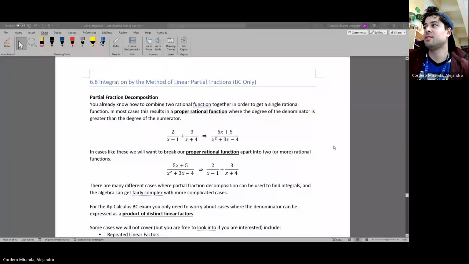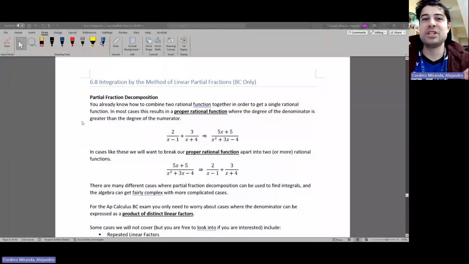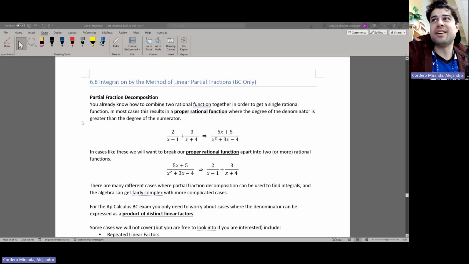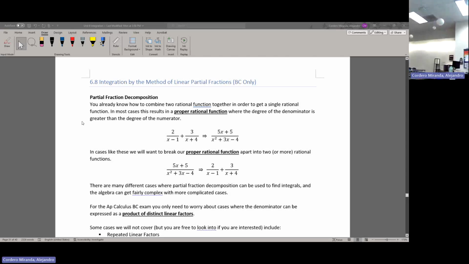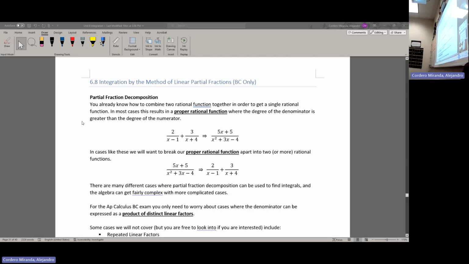Let me share my screen. Alright, there it is. And then I'm teaching you this section. It's a long name, but it's called partial fraction decomposition. So the idea behind partial fractions is this.